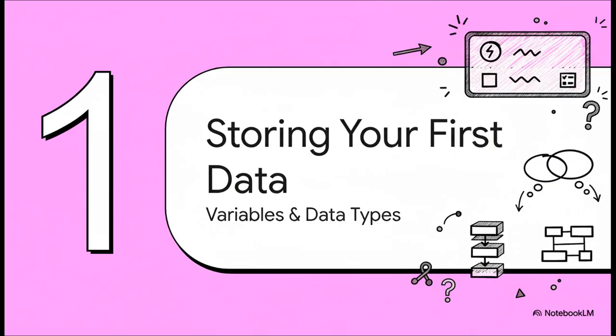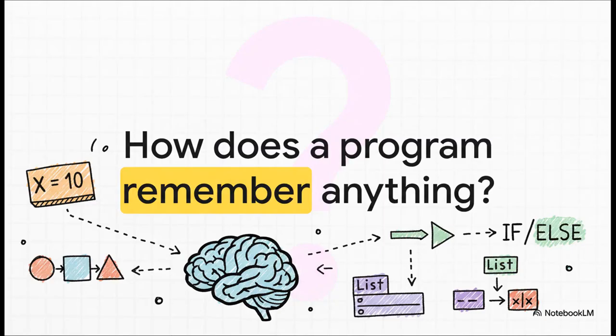So first things first, before a program can do anything interesting at all, it has to be able to remember information. And that's where two absolutely fundamental ideas come into play: variables and data types. The secret? It's a simple but really powerful concept called a variable. Honestly, the best way to picture it is just as a labeled box. You give the box a name, you put a piece of information inside, and that's it. This one idea is the foundation for everything else we're going to talk about.